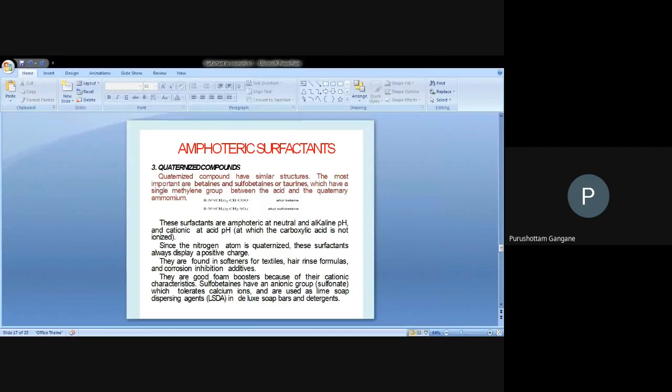and cationic at the acidic pH. Actually, they are anionic at alkaline pH and neutral pH, and cationic at the acidic pH. They act as a cationic at the acidic pH. So this is also used in the soap bars. It also acts as a dispersing agent in most of the formulations.